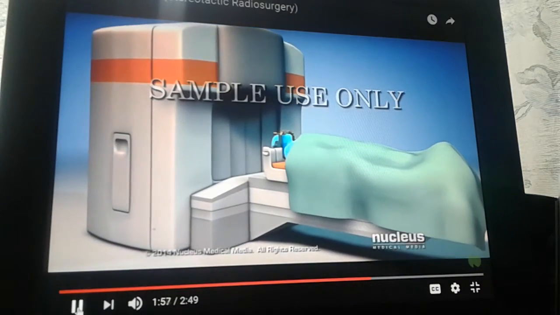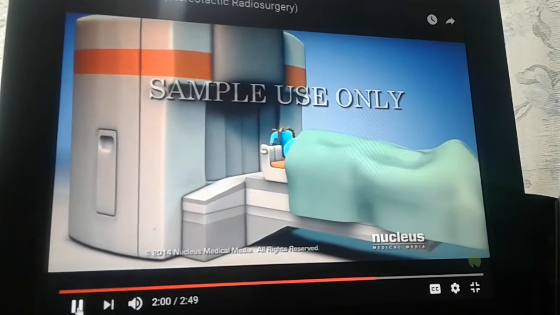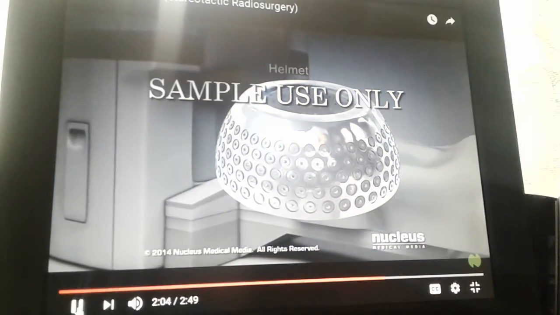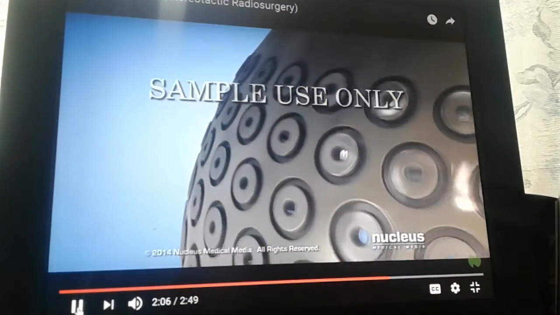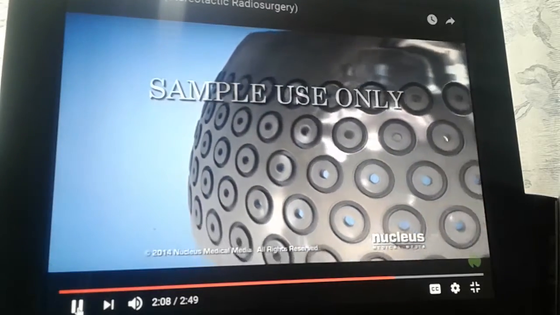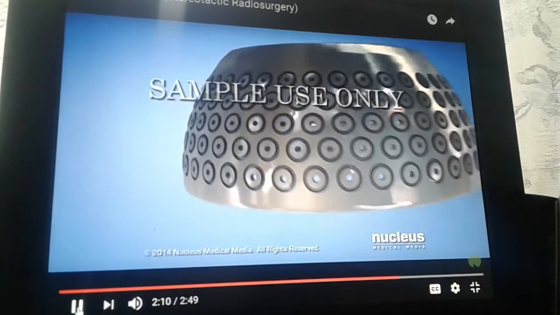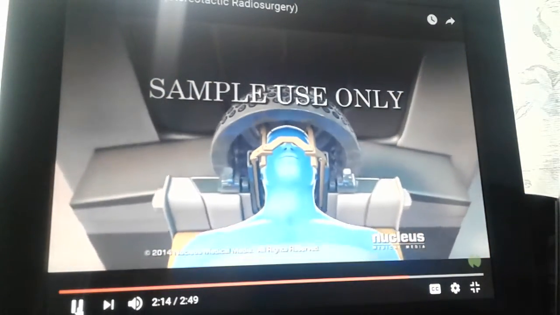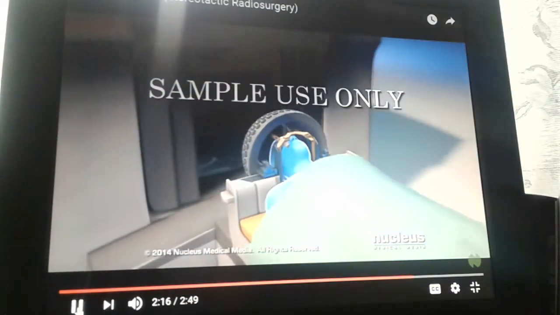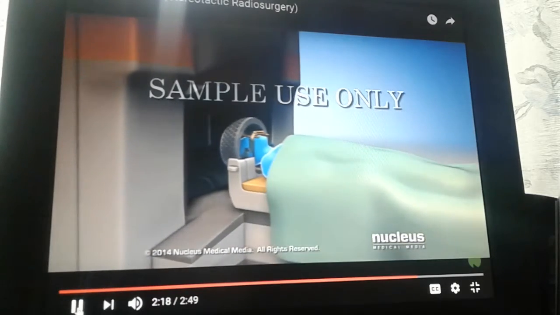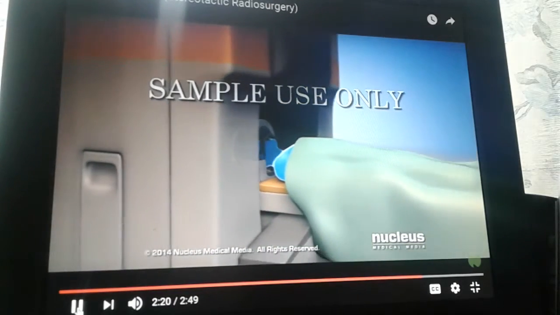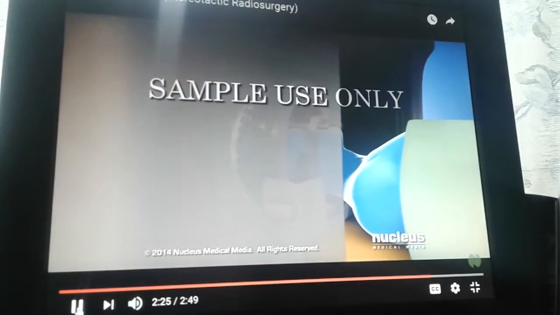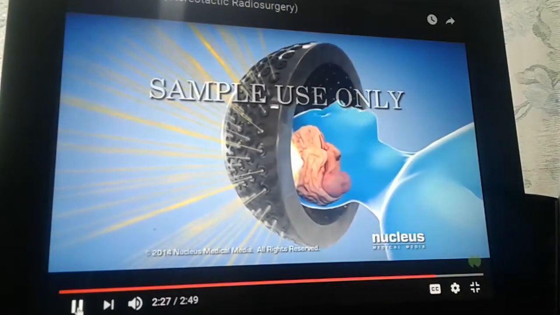Then the patient will lie down on the gamma knife couch. A radiation helmet will be positioned over the head frame. The helmet contains holes that allow only the programmed radiation from the treatment plan to pass through. With the helmet in place, the couch will slide into the radiation unit. The procedure is silent and painless. It takes a few minutes to an hour or more, depending on the size and shape of the treatment area.